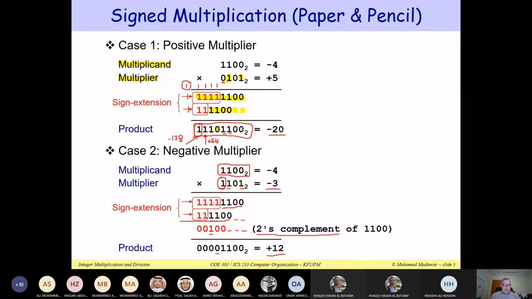So 1 plus 1, 0, and the carry. I'm going to put the small carry on top here. 1 plus 1 plus 1, we get 1 and the carry. 3 ones. Okay, I'm sorry, we're adding 4 ones. We got 0. Then we got a 0 here, and then we have a carry.